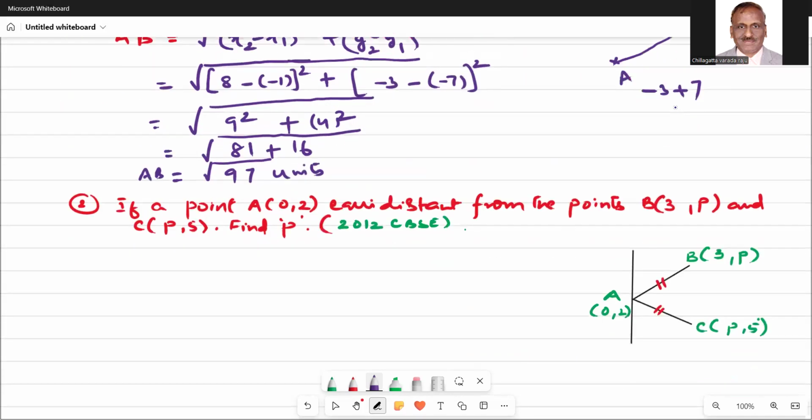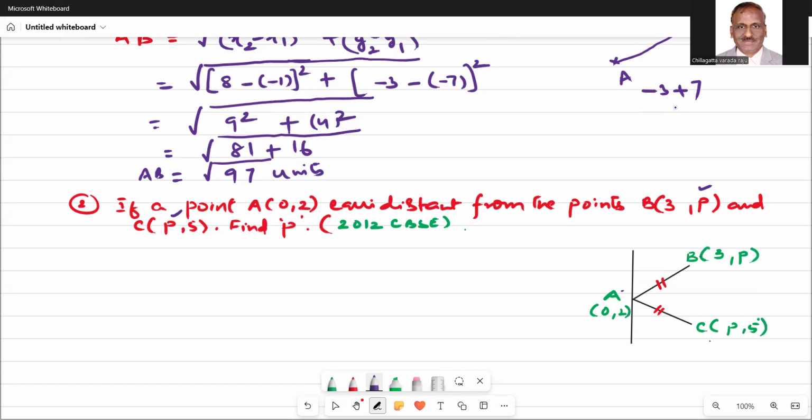So the next question is a very interesting problem. If a point A (0, 2) is equidistant from the points B and C, there are 3 points here, A, B, and C. A is equidistant from the points B and C. Okay, in the points B and C, there is an alphabetical letter, that is P. That P value you need to find out. So A is given as (0, 2), B is given as (3, P) and the point C is given as (P, 5).